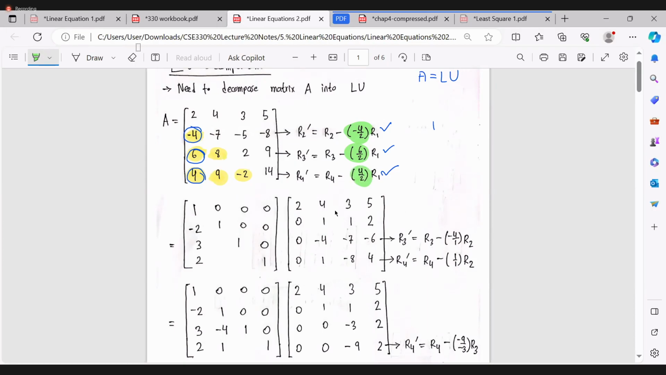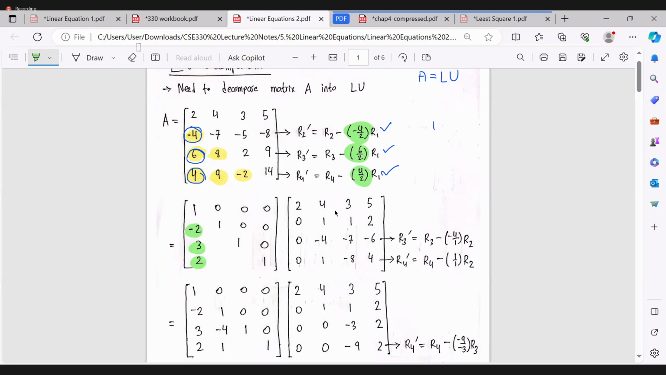So these coefficients should be written exactly in the same place as their original value. The multipliers that you used to make these values zero, you write those same multipliers here, in the same position. The position should be the same. The multipliers that are used to make these particular elements in these particular positions 0, I'm using those multipliers only.